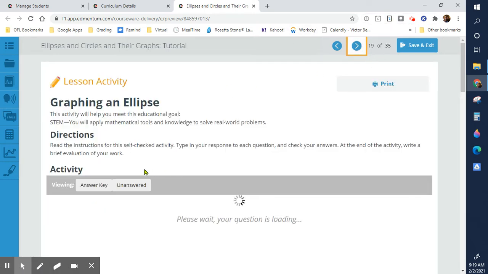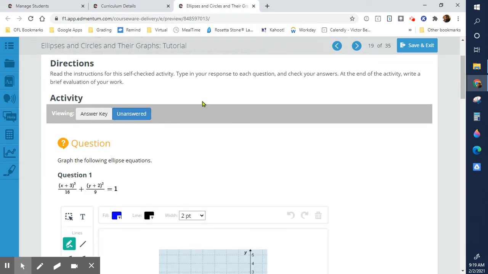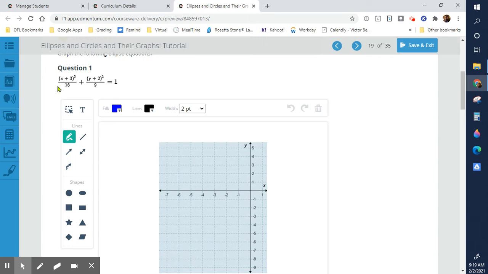All right, so let's graph an ellipse. Let's see if this ends up being complicated. All right, cool. They're letting us use these. So if we look here, first things first, we want to know what our center is. So our center is -3, comma, -2.